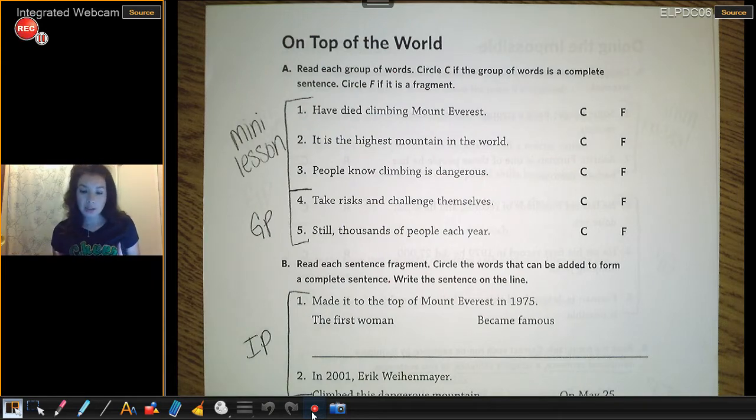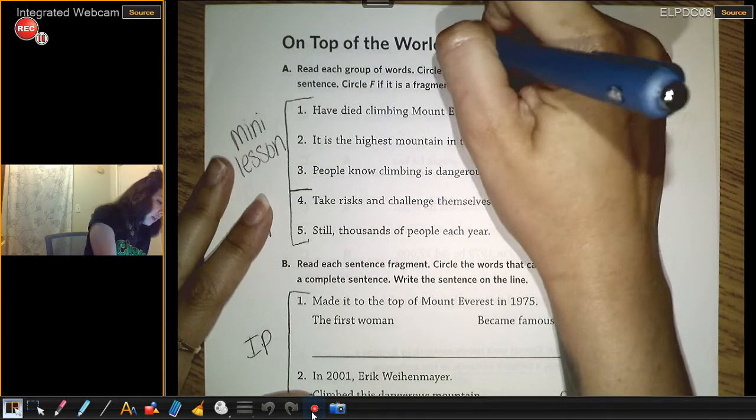Now, fragment in the dictionary means like a piece. So it's a piece of something. Like a fragment of glass was on the floor, a piece of glass was on the floor. Now, when we have a sentence that is a fragment, it is incomplete because it's only a piece of a complete sentence. It's not the whole thing. So today we're going to be looking at what are fragments, how can we recognize them, and how can we fix them, okay?